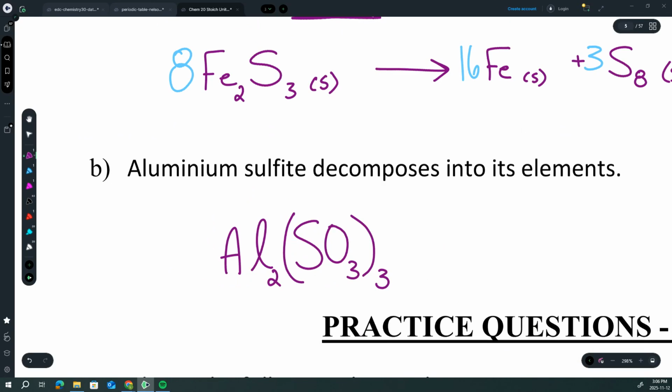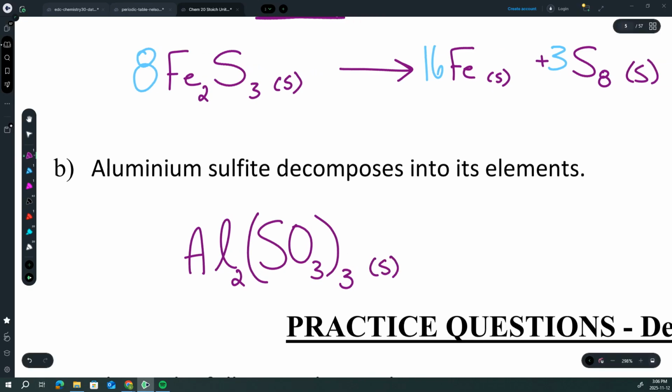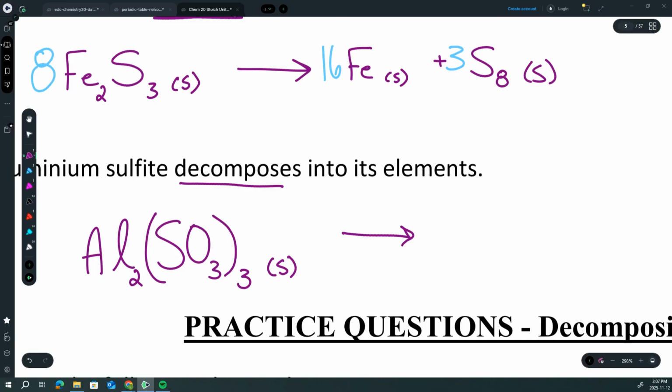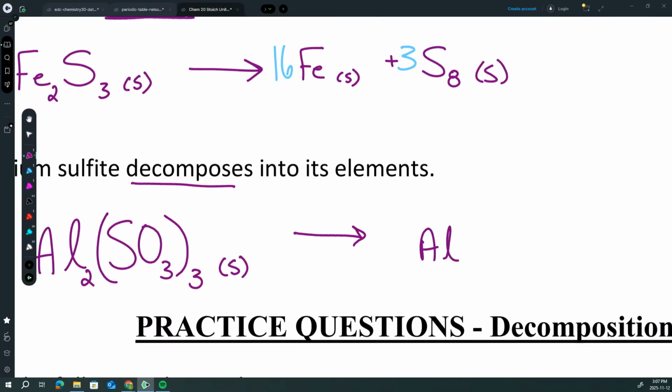All right, since this is an ionic compound and the question doesn't specify state, we can assume that it's solid. Now it says decomposes, so that means it's a decomposition reaction. We start with a compound, write a reaction arrow, and it breaks apart into its elements. So what are the elements that make up aluminum sulfite? Well, that's obviously aluminum. Aluminum is a metal and it is a solid at room temperature. You can double check your periodic table for that.